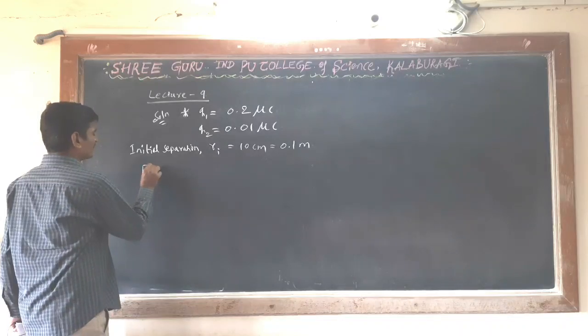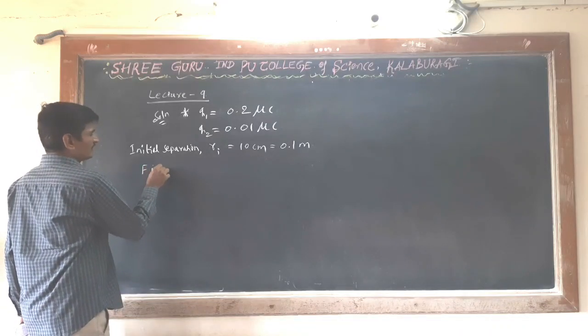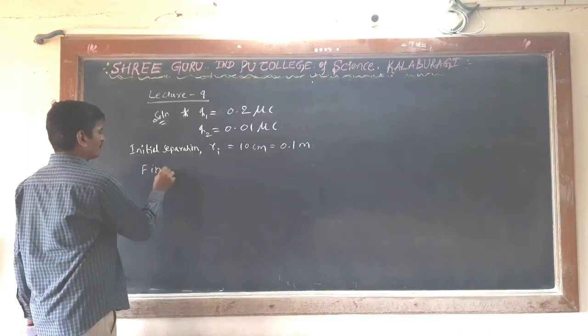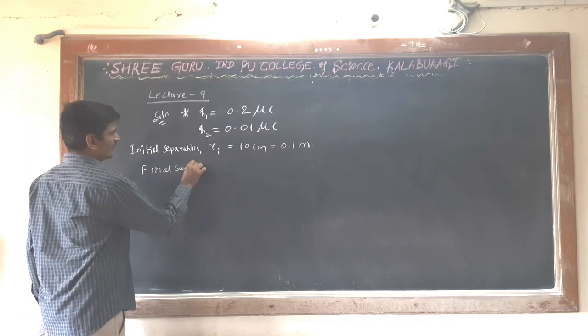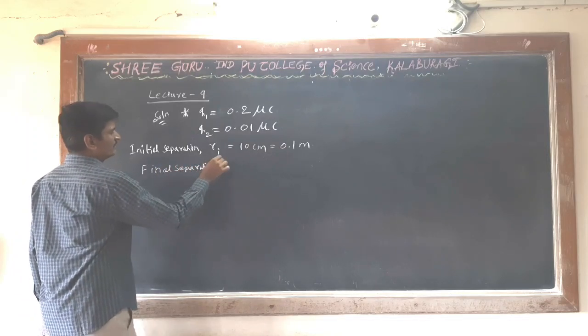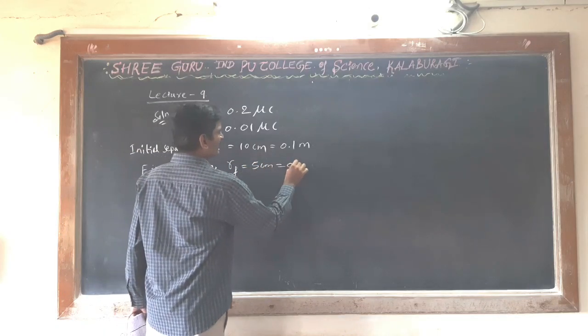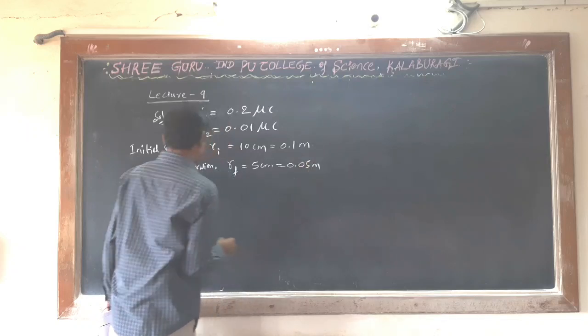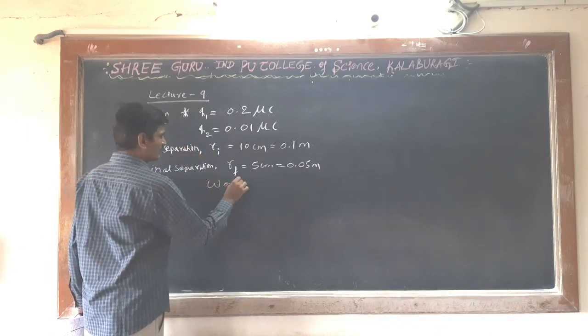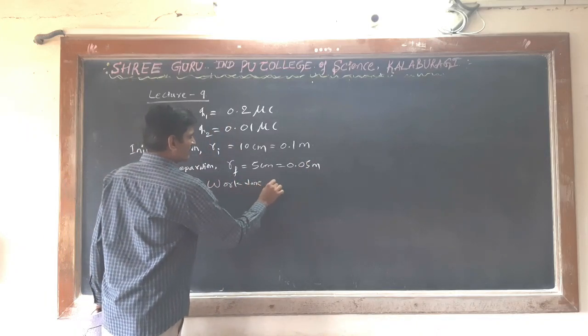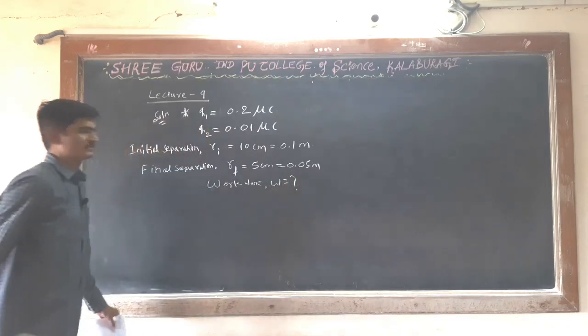And calculate the work done in reducing the distance to 5 centimeter. So that is the final separation. RF is equal to 5 centimeter, that can be written as 0.05 meter. And calculate the work done. W is equal to question mark.